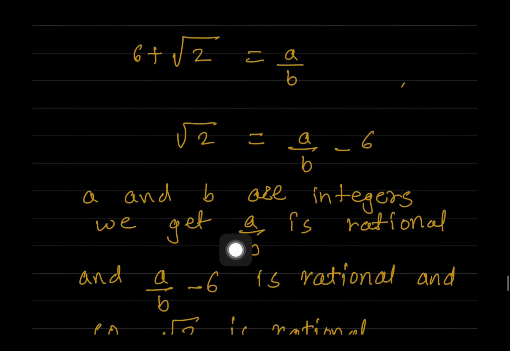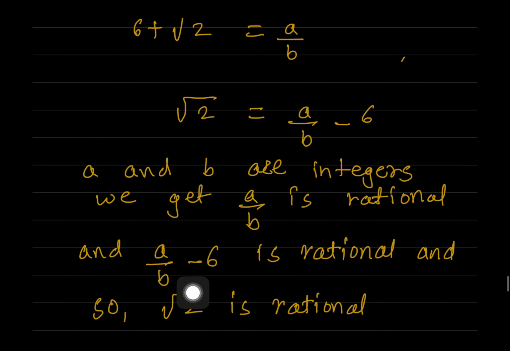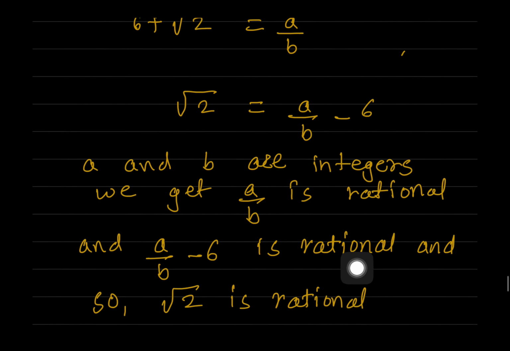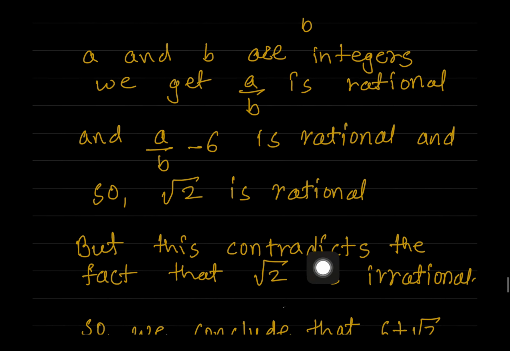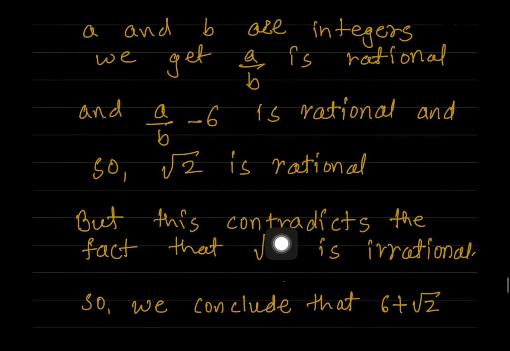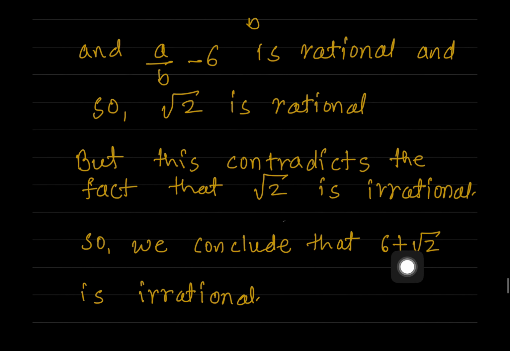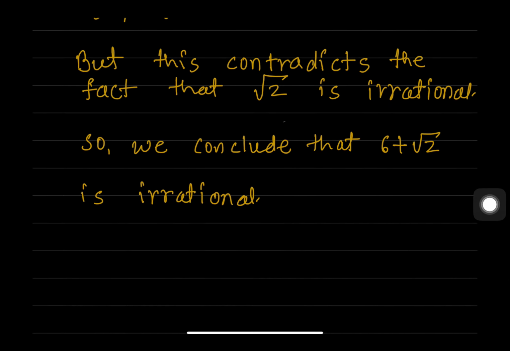A and b are integers, so a upon b is rational, and a upon b minus 6 is rational, and so root 2 is also rational. But in fact root 2 is an irrational number, so we conclude that 6 plus root 2 is irrational. Okay student.